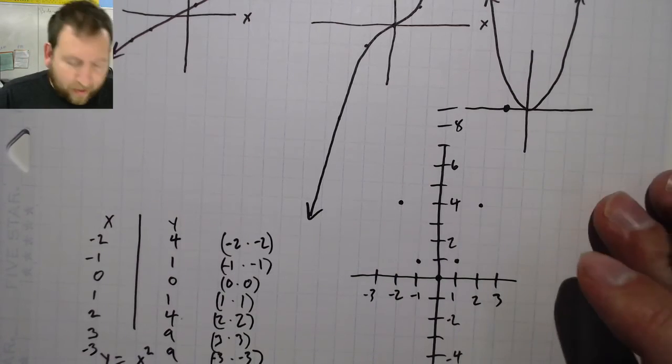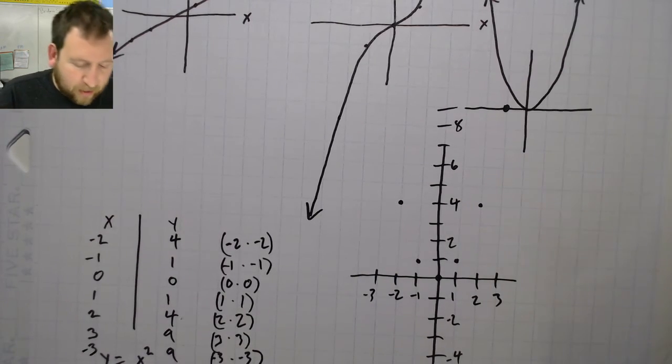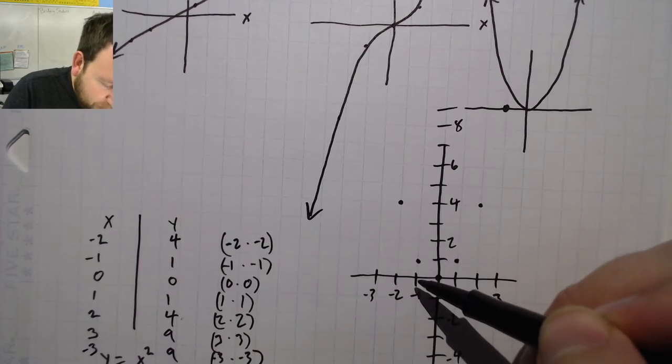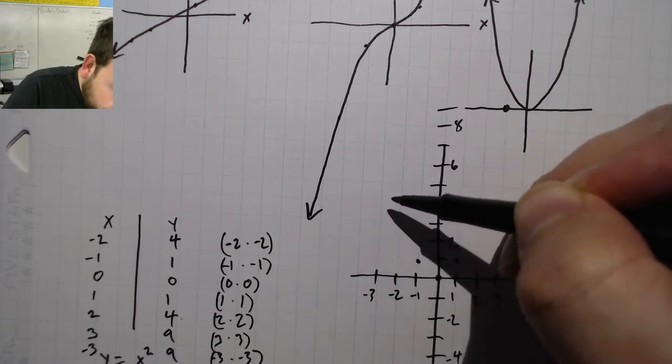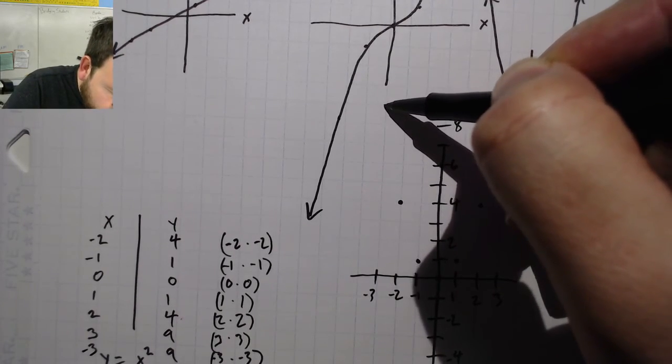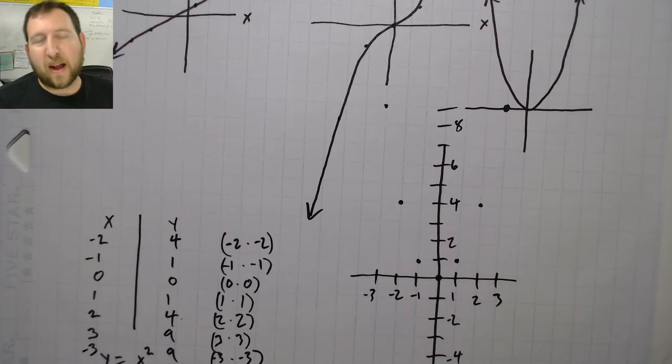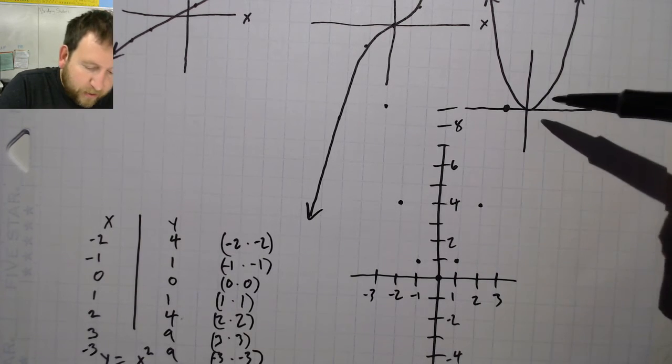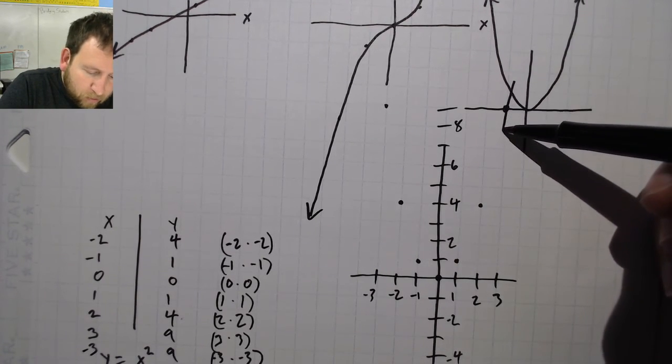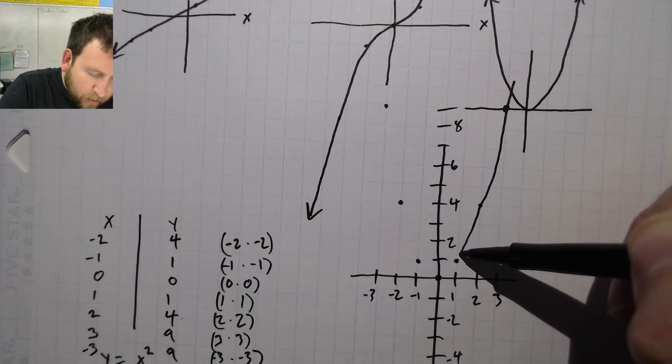Sorry, it's kind of cluttered. I should have probably used a separate page. And my -3, 9 is going to go all the way up here as well. Now, if I'm going to connect all of these dots, it's going to look like this. Hopefully I'll be able to do it okay.